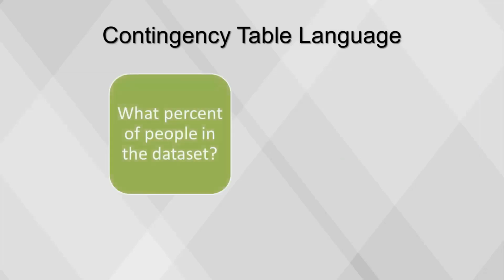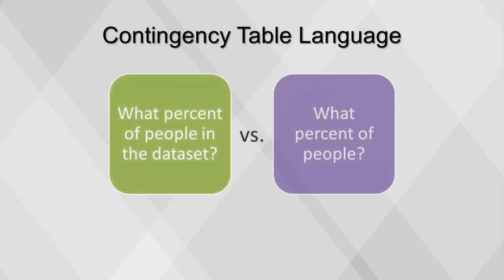Note that the language used, what percent of people in the dataset, is different from the easier to say what percent of people. This is because the dataset being used is a sample of the population, and to infer the trends about the population, we'll need to use a statistical technique. For a contingency table, a chi-square distribution can be used to make such an inference. To do so, however, assumes that the sample you are using was acquired from the population randomly.